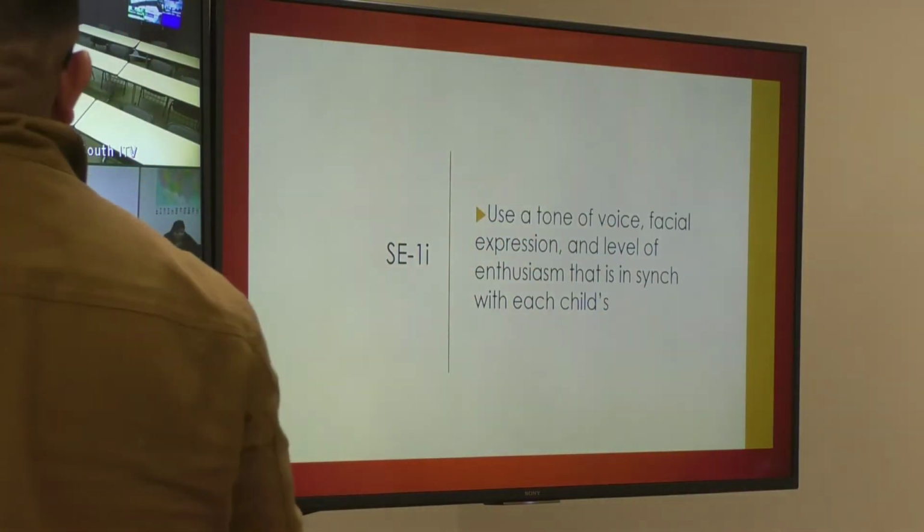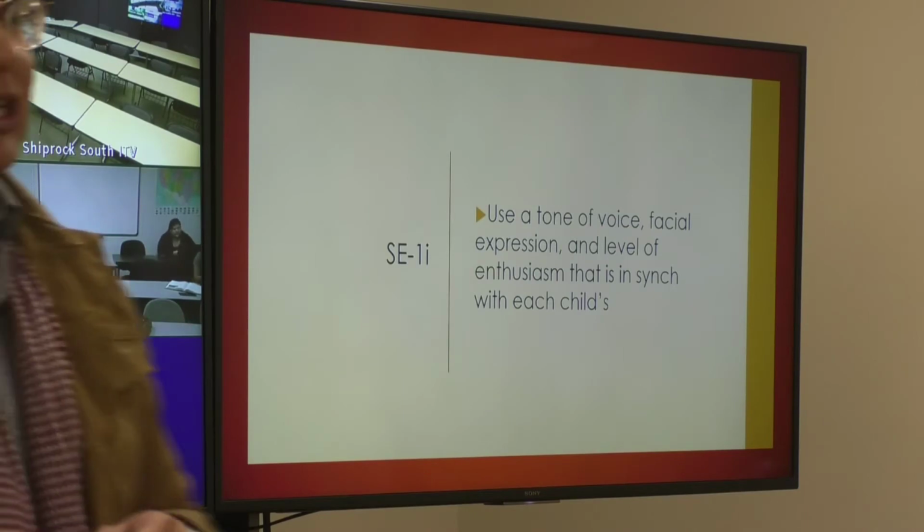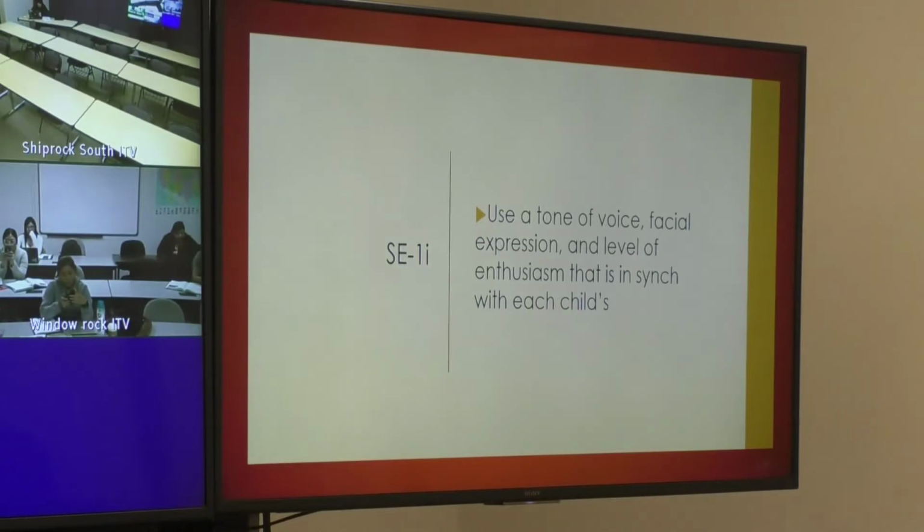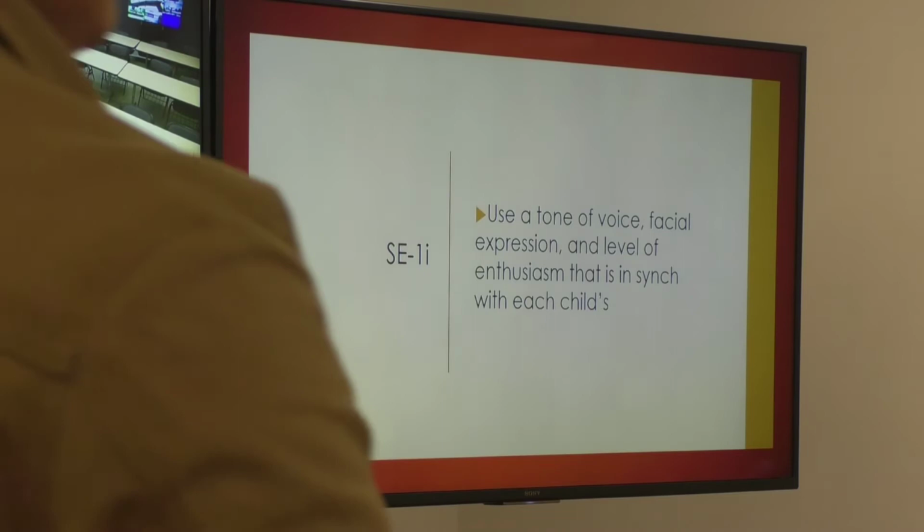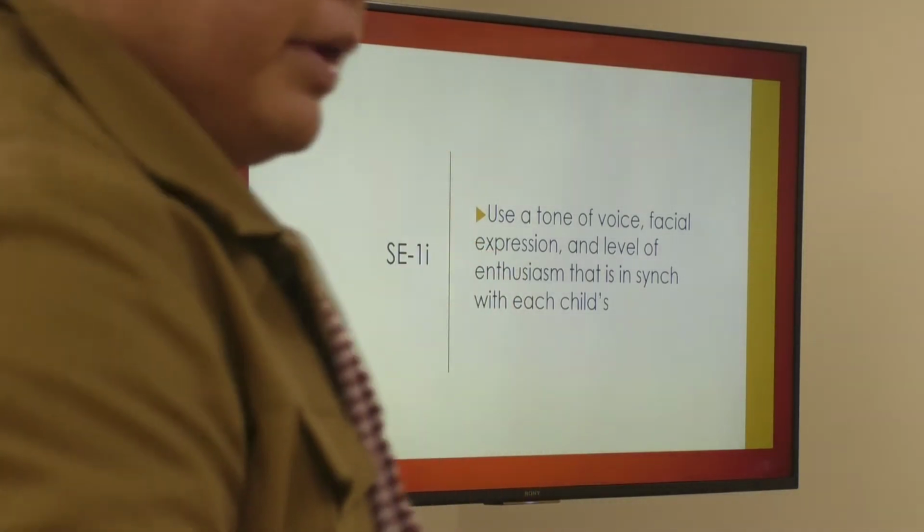Use a tone of voice, facial expression, and level of enthusiasm that is in sync with each child. Tone of voice. I used to do this with correctional officers, and I do that with all the different individuals when I'm working, and even teachers. And even when I was talking about the immersion program, you had a lot of little toddlers coming into the program.